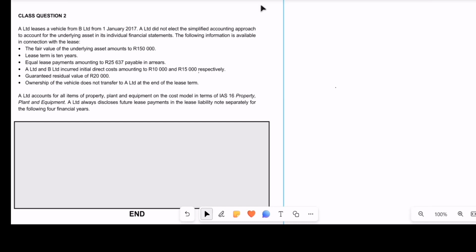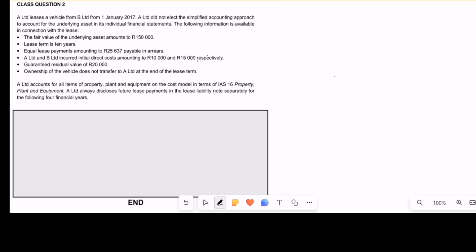We have two options when we're recognizing a lease. The lessee can choose to recognize the lease, or they can choose the simplified approach method. If we choose to recognize the lease, we'll recognize the journals as normal. But if we choose the simplified approach, it means we'll not recognize the lease in our books. We'll instead account for the lease transactions in our separate books.